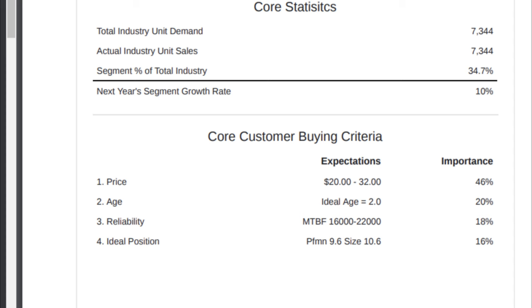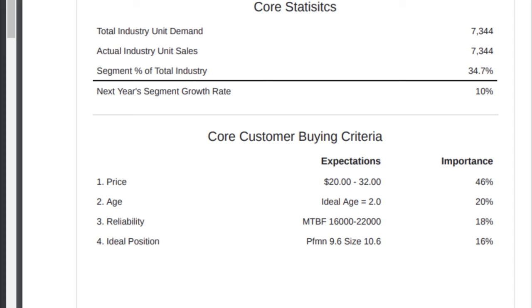For core product, the second important thing is age. They're expecting an age of 2 years. So again, don't be too aggressive in pricing so that you can attain an age that at least is closer to 2 years. This is 20% important.